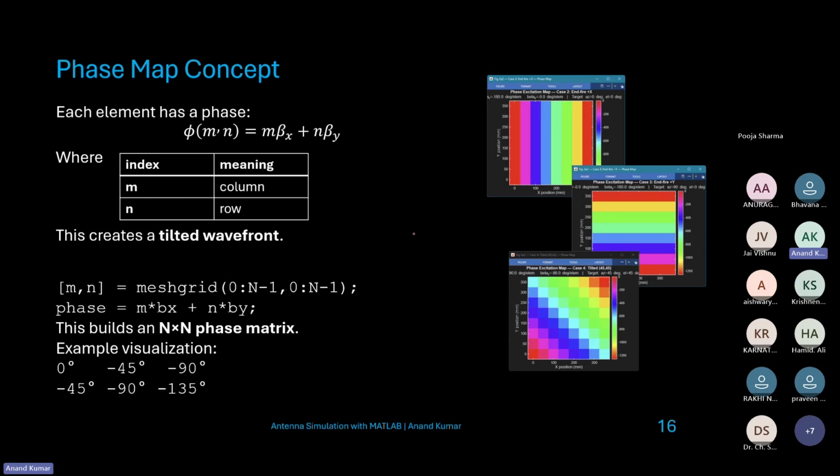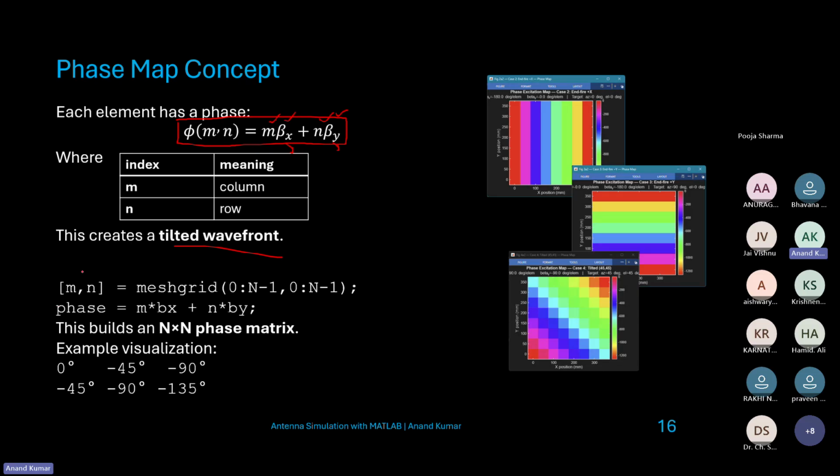Similarly, we need to create the phase map. I've stated this earlier: each element has a phase defined by this expression phi at m comma n, where m and n are the row and column of the array, and m into beta x and n into beta y. Beta x and beta y is the expression we have seen in the previous slide, and this will create the phase value. And this is to create the tilted wavefront. And if we put phase equal to 0 for all elements, we'll just get a broadside radiation.